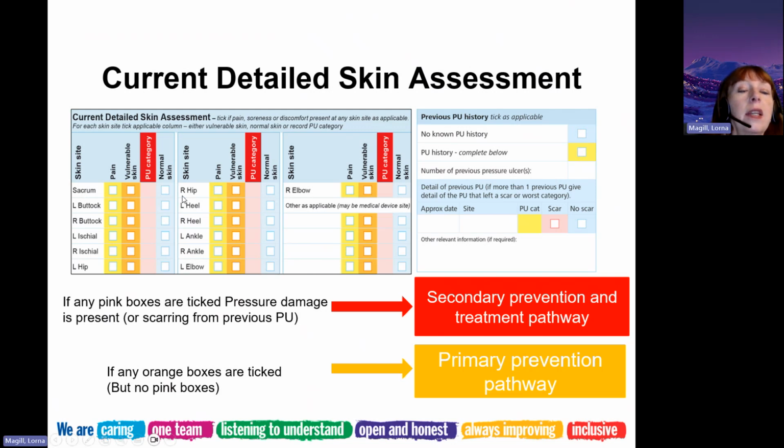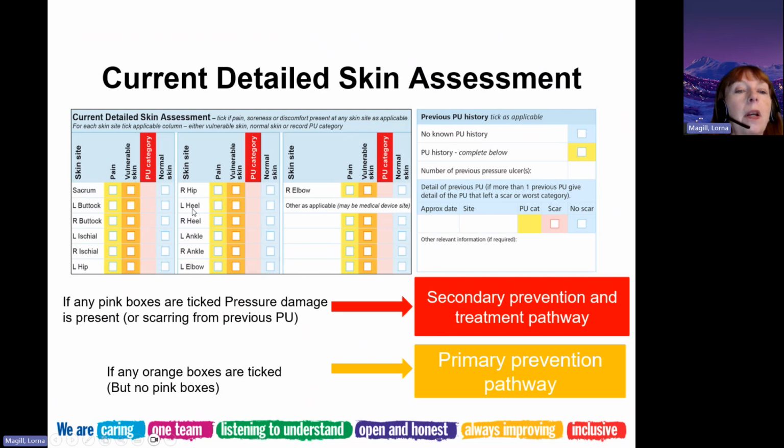With regard to the electronic version of the tool, rather than having to tick each individual box, there will be a one box ticks all option, which will tick all of your body sites as blue for normal skin. And you then will be able to go in and amend to say, oh, I've got a DTI on my sacrum, so you're going to tick an orange box for that particular body part.